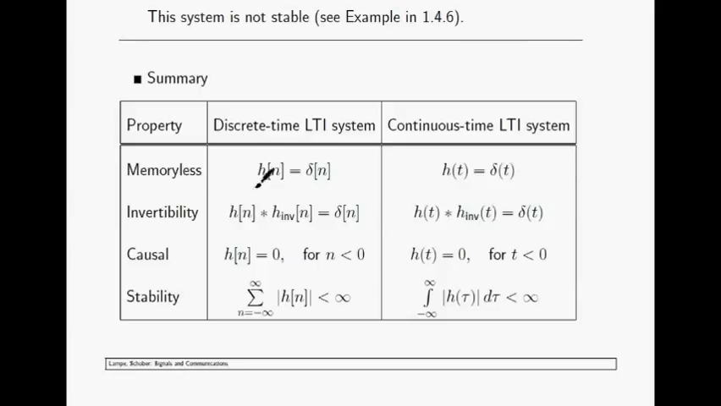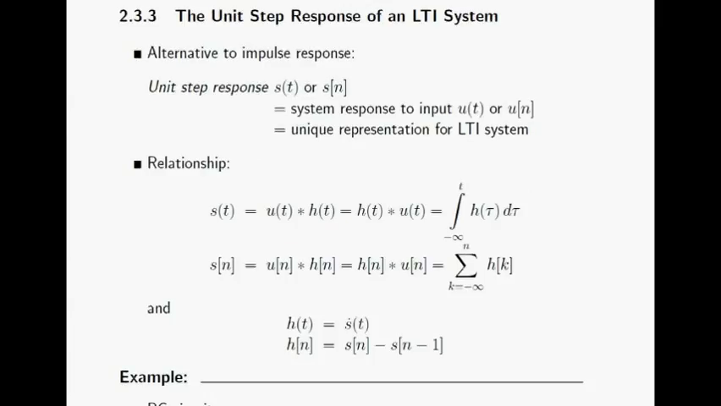So this is the summary of all the properties which I have told you. For memoryless, take h of n is equal to delta of n and h of t is equal to delta of t. Invertibility states that h of n and h inverse of n's convolution will be equal to delta of n. Similarly for the continuous time case. And for causality, h of n and h of t both are 0 for n less than 0 and t less than 0 respectively. And for stability, summation minus infinity to infinity and integration minus infinity to infinity, h of n and h of tau d tau both are absolutely integrable.